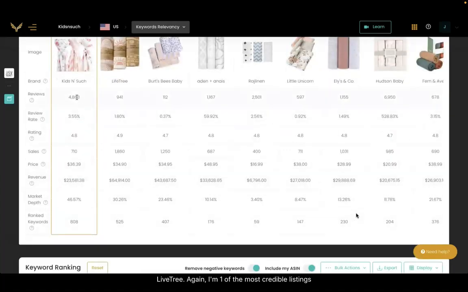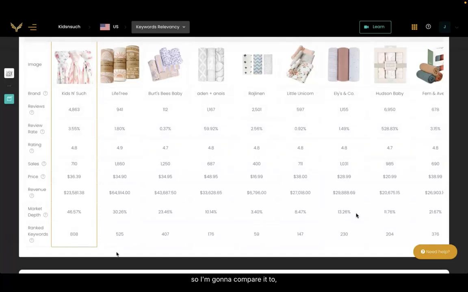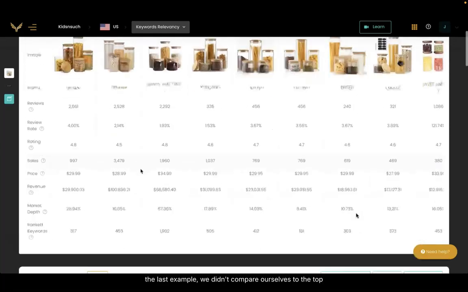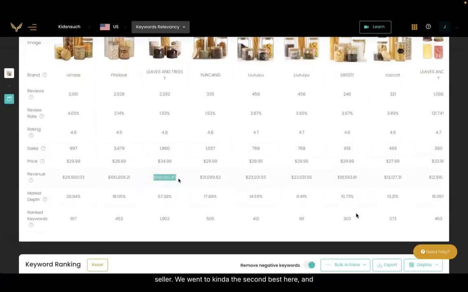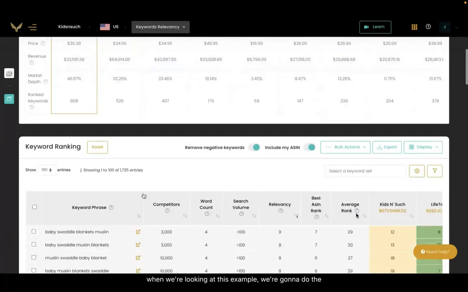Again, I'm one of the most credible listings by comparison. So I'm going to compare it to just the top seller in this particular case, right? In the last example, we didn't compare ourselves to the top seller. We went to the second best, and it was solely based upon the market depth, right? So when we're looking at this example, we're going to do the same thing.